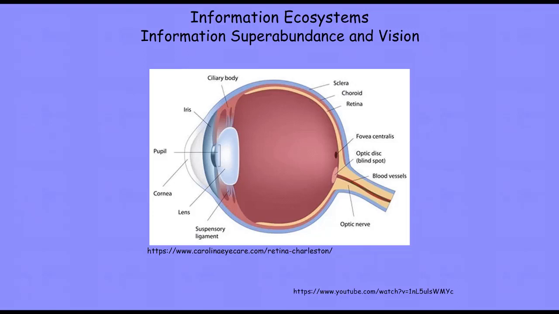But every strategy involves a certain amount of trade-offs. So in this video I'll show you one of the trade-offs that results from this information managing strategy that the visual system has employed to deal with the information superabundance at the back of the eye, with all these photosensitive cells.